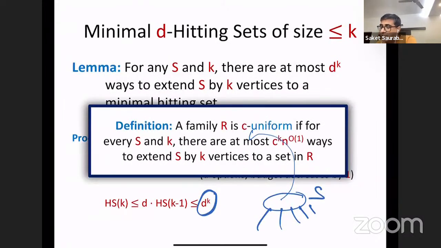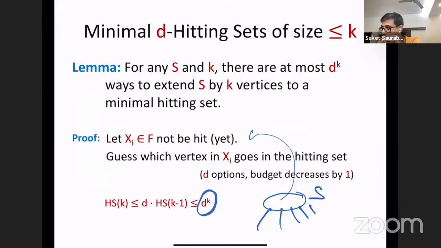So let's define a family R is C uniform if for every S and k, there are at most c to the power k ways to extend S by k vertices to a set in R. Okay, so what is the property? I'm going to call a family R C uniform if for every set S and element k, how many ways can you extend your S by k vertices to a set in R is upper bounded by c to the power k, a polynomial.